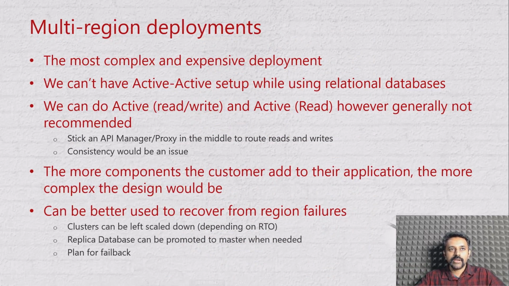Multi-region deployments are the most complex and expensive deployments. We are currently unable to have an active-active setup using relational databases. We can do active read-write and active read, however generally it is not recommended. The best approach is to have an active read-write in primary and the passive or standby in the second region, and use an API manager proxy in the middle which can route the reads and writes. The caveats could be consistency in certain use cases.